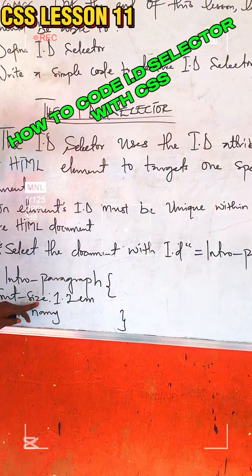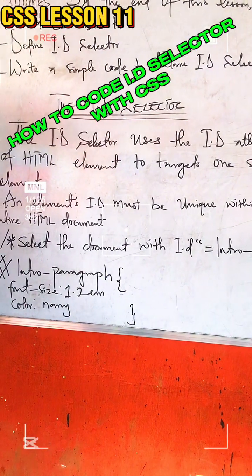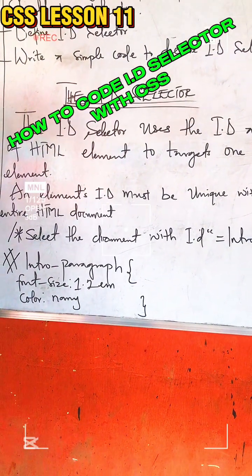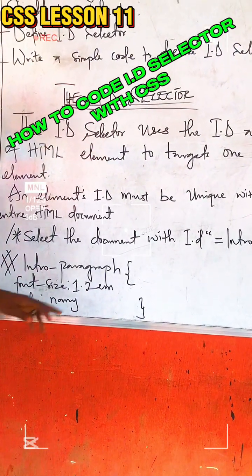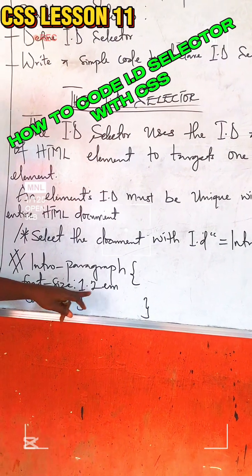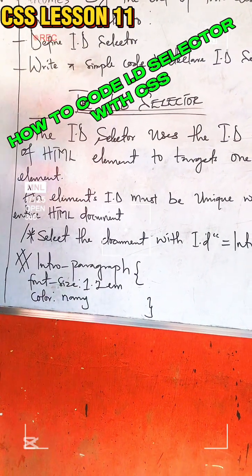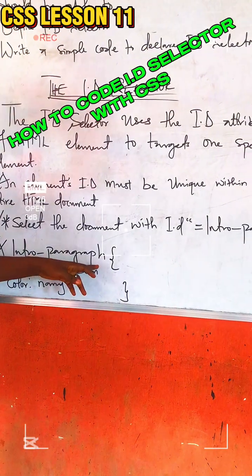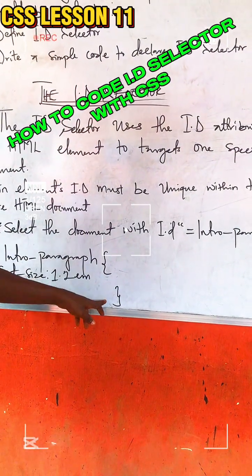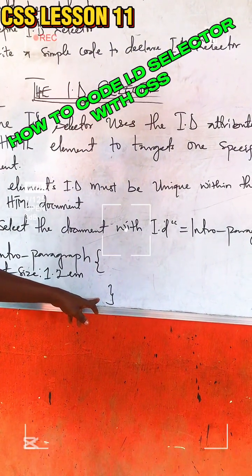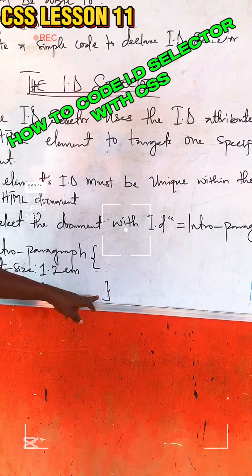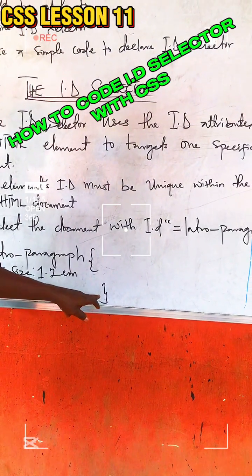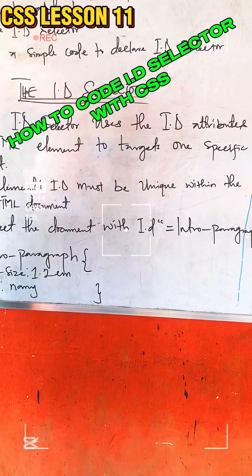Then the font size. What type of font size do you want to use? We decided to use 1.2 em. Then what type of color do you want to use? The color navy blue. Whenever you open your bracket, you have to close the bracket like this.